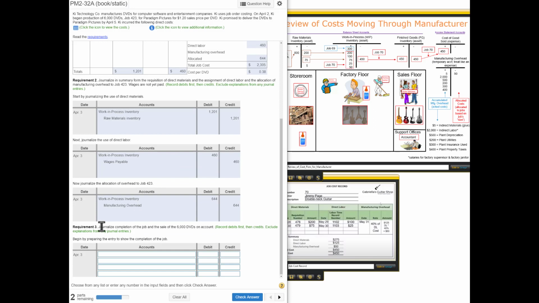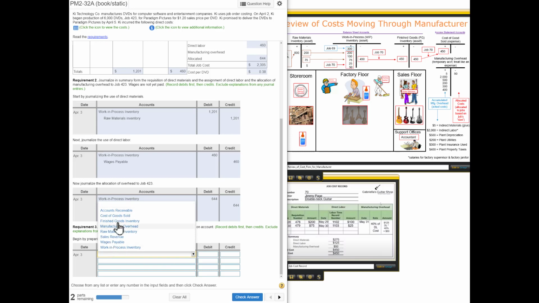And then requirement 3, journalize completion of the job and the sale. So begin by preparing the journal entry to show the completion of the job. So when we were working on the job, it resided in the work in process, but once it's completed, we have to lower this account and it goes to the finished goods account. So the finished goods account is going to increase on the left side, and that's the debit account, so we have to list that first.